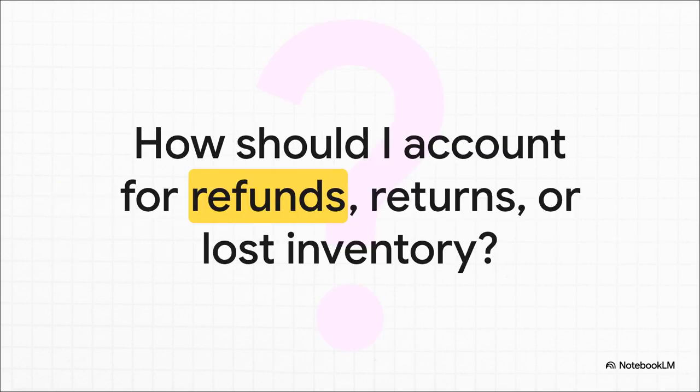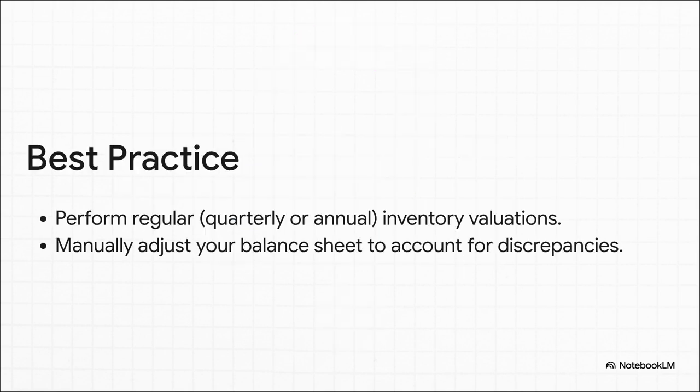Okay, now for a trickier one. What happens with all the messy real-world stuff, like refunds, damaged goods, or inventory that just vanishes from the warehouse? So the automated system can't really handle these situations, mainly because the sales reports it gets aren't detailed enough. They don't know the difference between a simple return and a totally damaged item. So the best practice here is to do regular inventory counts, maybe quarterly or once a year. See what you physically have, compare it to what your software says you have, and then you can make one single manual adjustment to your balance sheet to make everything line up.